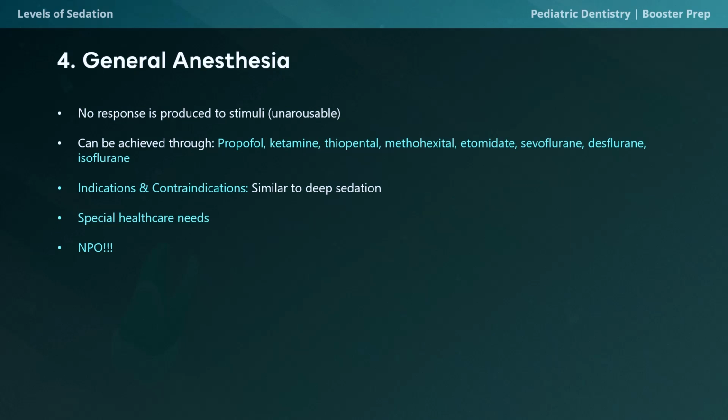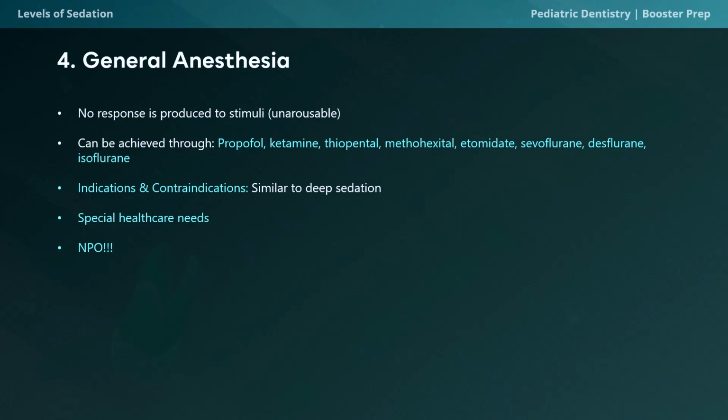Finally, we have general anesthesia. Patients under general anesthesia cannot produce any response. They're unarousable, which means that no response is produced to any stimuli. It requires airway intervention, meaning that the patient would require intubation and the cardiac function would be impaired. General anesthesia can be achieved through a combination of inhaled and IV substances, including propofol, ketamine, thiopental, methohexital, etomidate, sevoflurane, desflurane, and isoflurane. The indications and contraindications are the same as deep sedation.